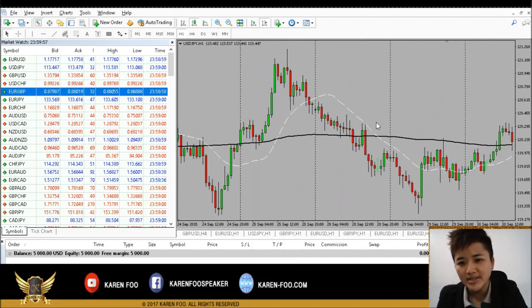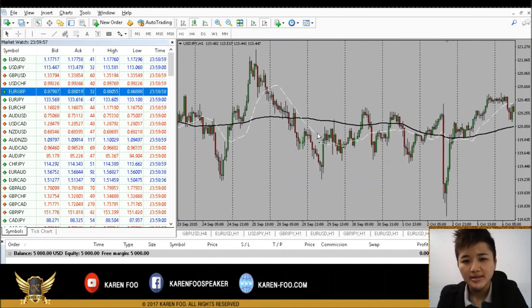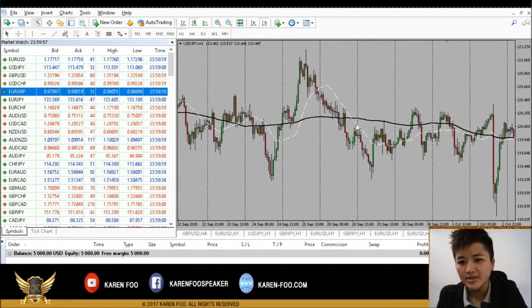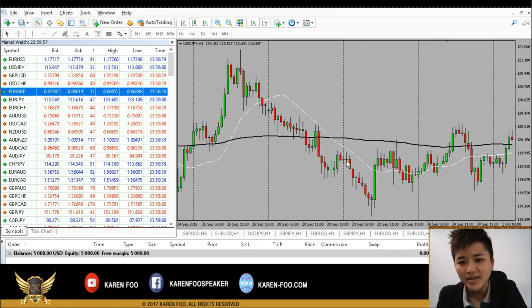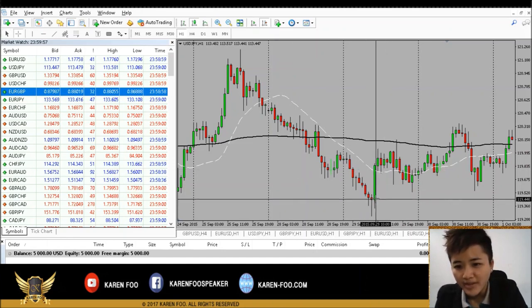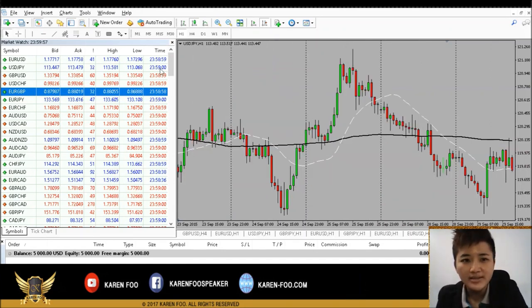If I scroll a little bit more, you see all the days it touched 20 SMA, except for this day, it didn't touch 20 SMA. But for the rest of the days, it did. And you realize that the price immediately, next day, shot up to touch 20 SMA. There's a big shoot up to 20 SMA.